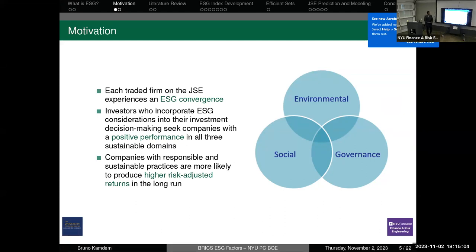Companies with responsible and sustainable practices are more likely to produce higher risk-adjusted returns in the long run. Several studies have found this. We'll talk about some in a few minutes. And look at maybe some of the wealthiest people around the world. The children, even if they don't care about ESG, the children care about ESG. So if they want to invest the money, they're going to go to somebody who takes values into consideration. You're talking about trillions of dollars that those who inherited money are going to be investing. So they're looking for companies and firms that value ESG consideration. So that's why this really matters.